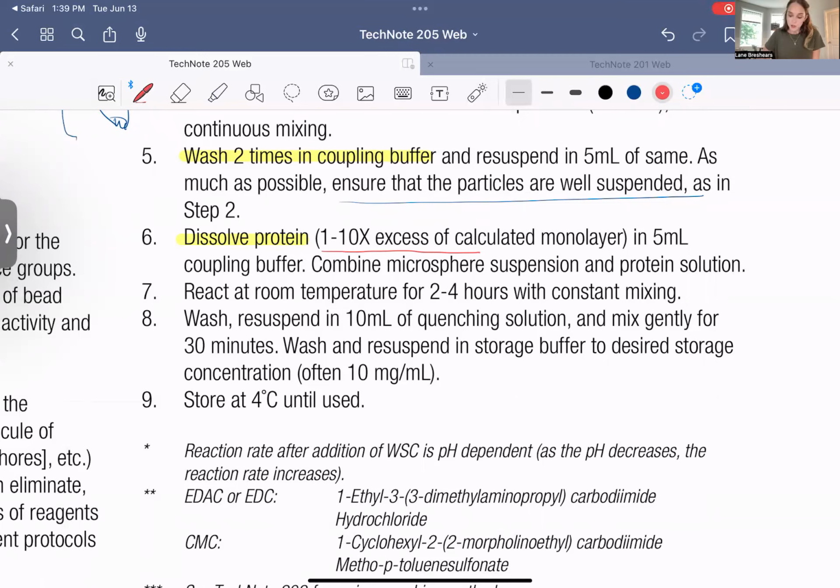Combine microsphere suspension and protein solution. So, you're just having 2 separate containers. This has the protein, this has your pellet that was resuspended. You're going to mix them.